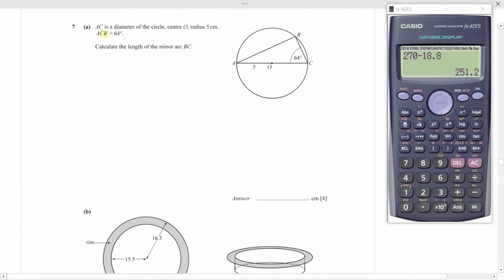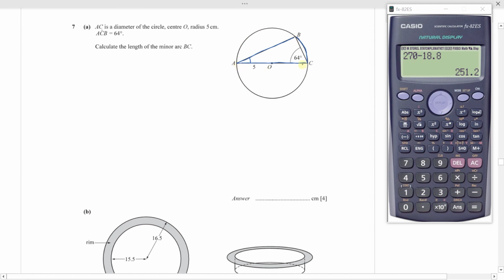So question number 7: AC is the diameter of the circle, center O and radius 5 centimeters, angle ACB is 64 degrees. Calculate the length of the minor arc BC. So you're looking to find the length of this arc. If we can find this angle, this becomes a sector of a bigger circle, whose radius will be the diameter of this smaller circle that is drawn here.